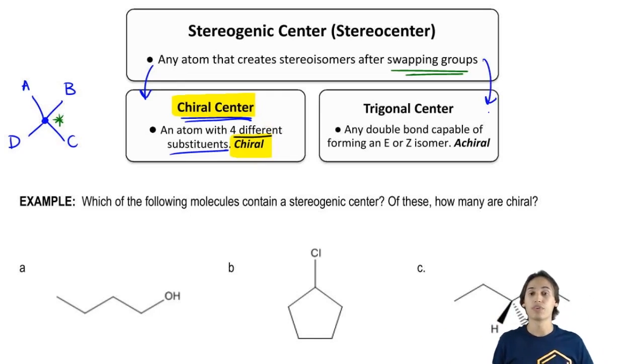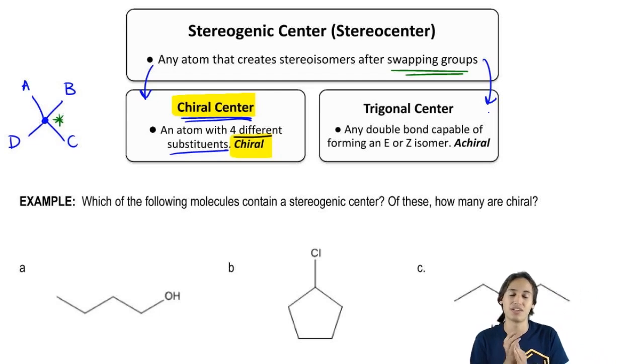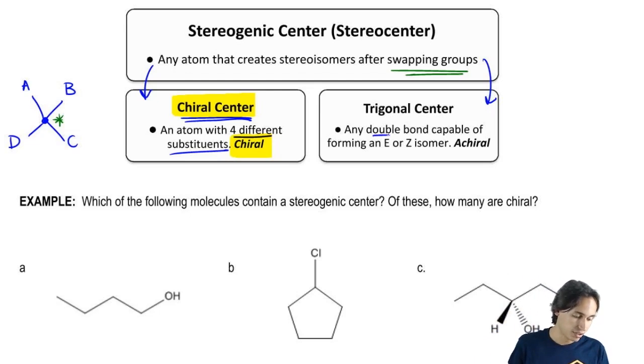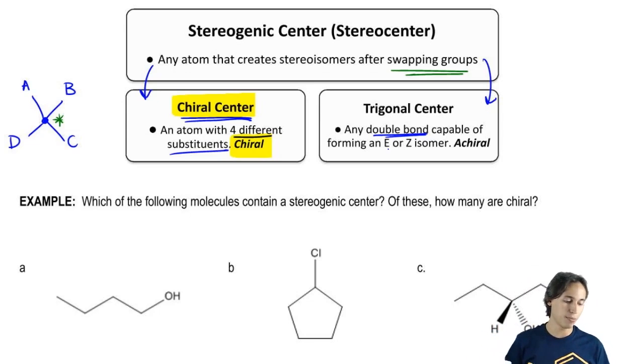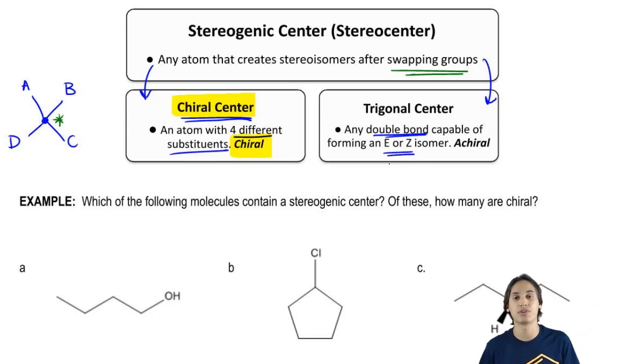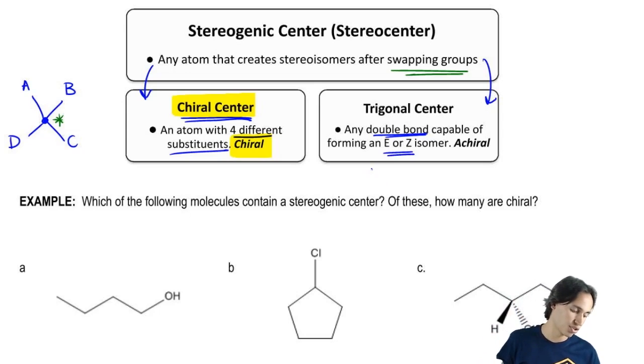The one over here is the trigonal center. A trigonal center is another type of stereocenter, but it's a little bit different. What this is, it's a double bond, so automatically that's kind of different. A double bond that's capable of making E or Z isomers. Do you guys remember what E or Z is? That's just a fancy way of saying cis or trans.